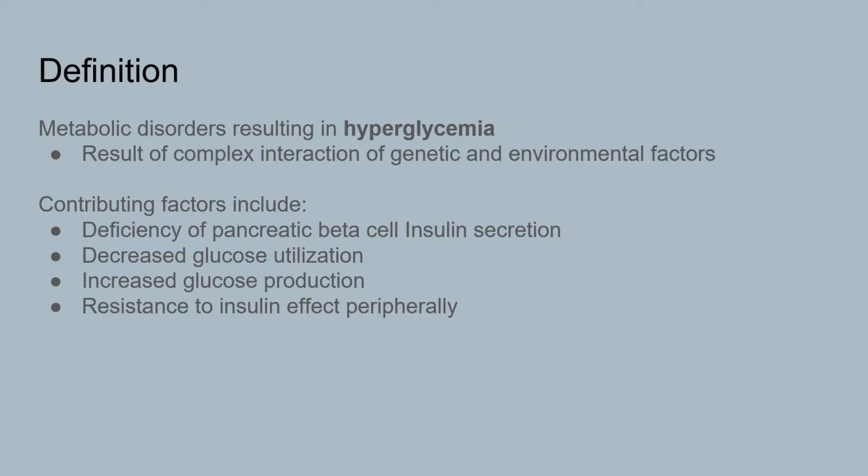Okay, so definition of diabetes. Diabetes is a group of metabolic disorders resulting in hyperglycemia. This is a complex interaction between genetic and environmental factors. Some contributing factors for type 2 diabetes include deficient secretion of insulin by pancreatic beta cells, decreased glucose utilization, increased glucose production, and resistance to insulin effect peripherally. All of these factors together are working to raise the glucose level in the bloodstream.